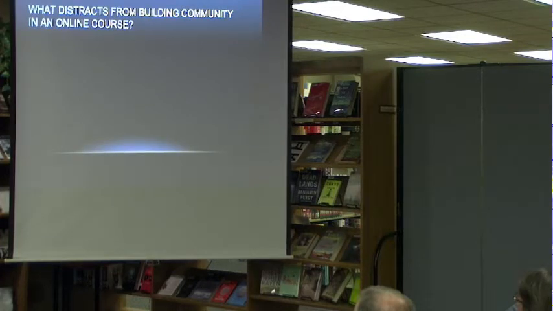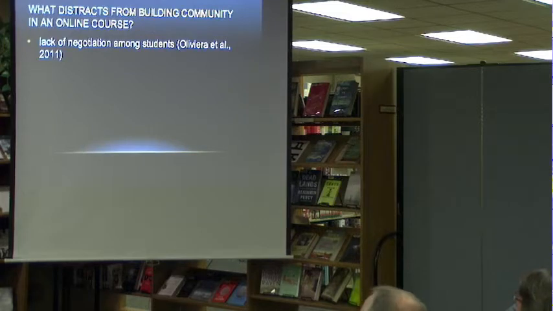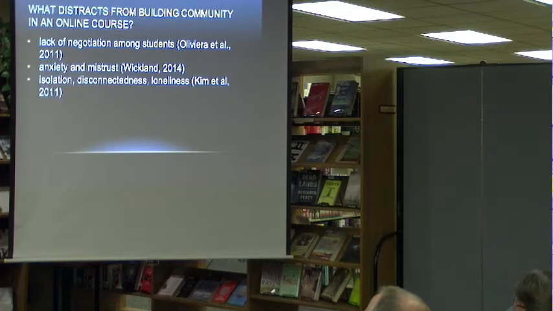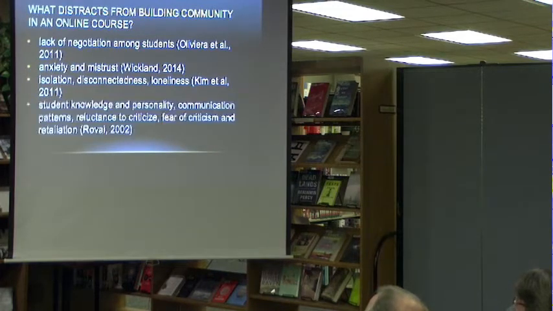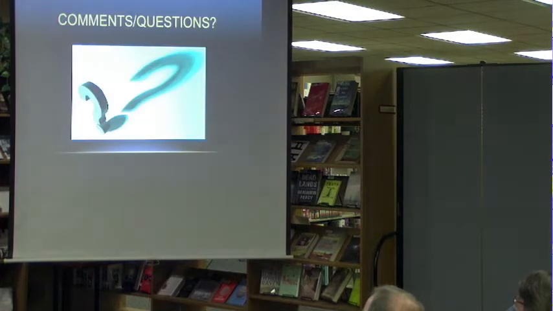Okay, so some distractors then. Lack of negotiation. In other words, everybody being told exactly what they need to do, not giving them some freedom to pick and choose. Anxiety, mistrust, and often that comes because of the lack of relationship, that it just wasn't built there, so why should we trust? We've seen this idea of isolation before that can occur in online environments, certainly occurs in a face-to-face environment as well. And quirks about student personality and so forth.